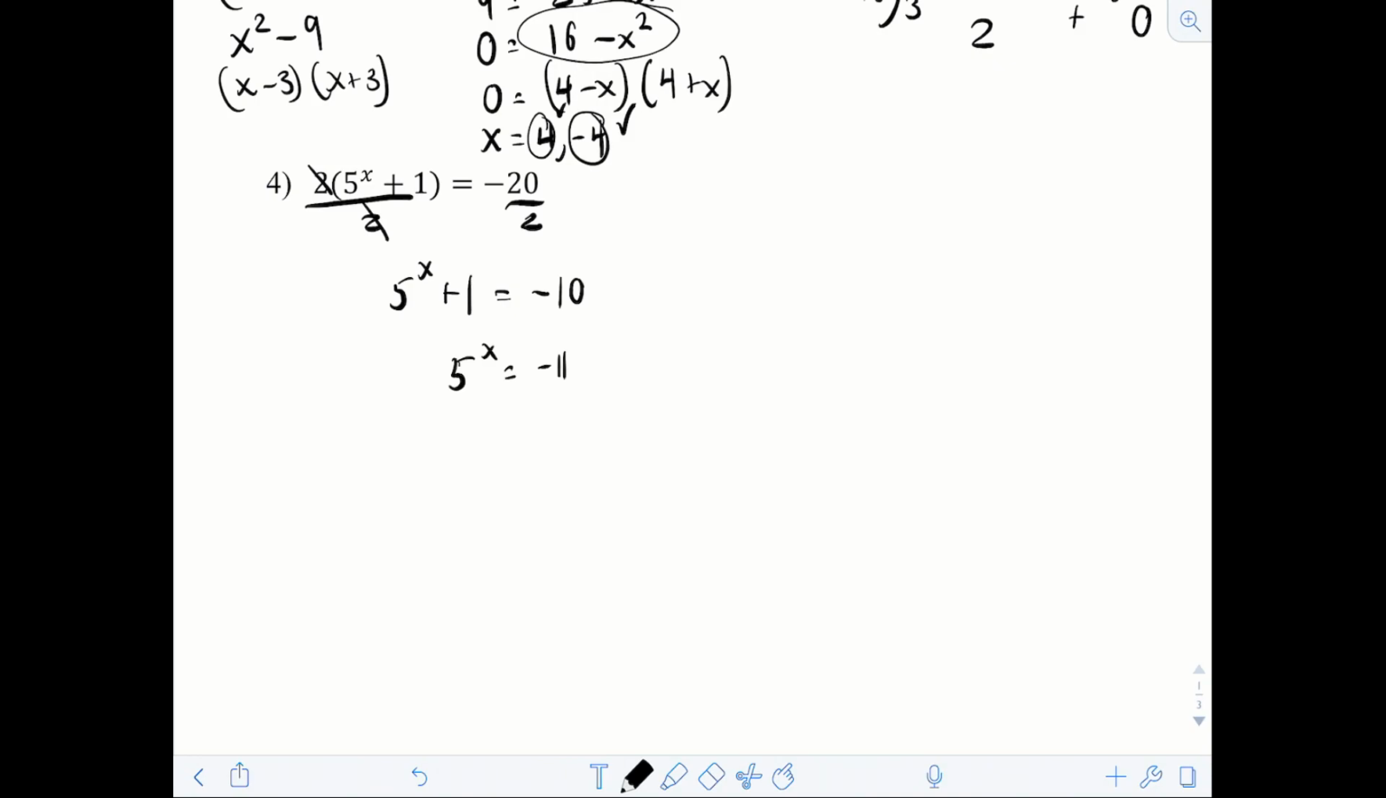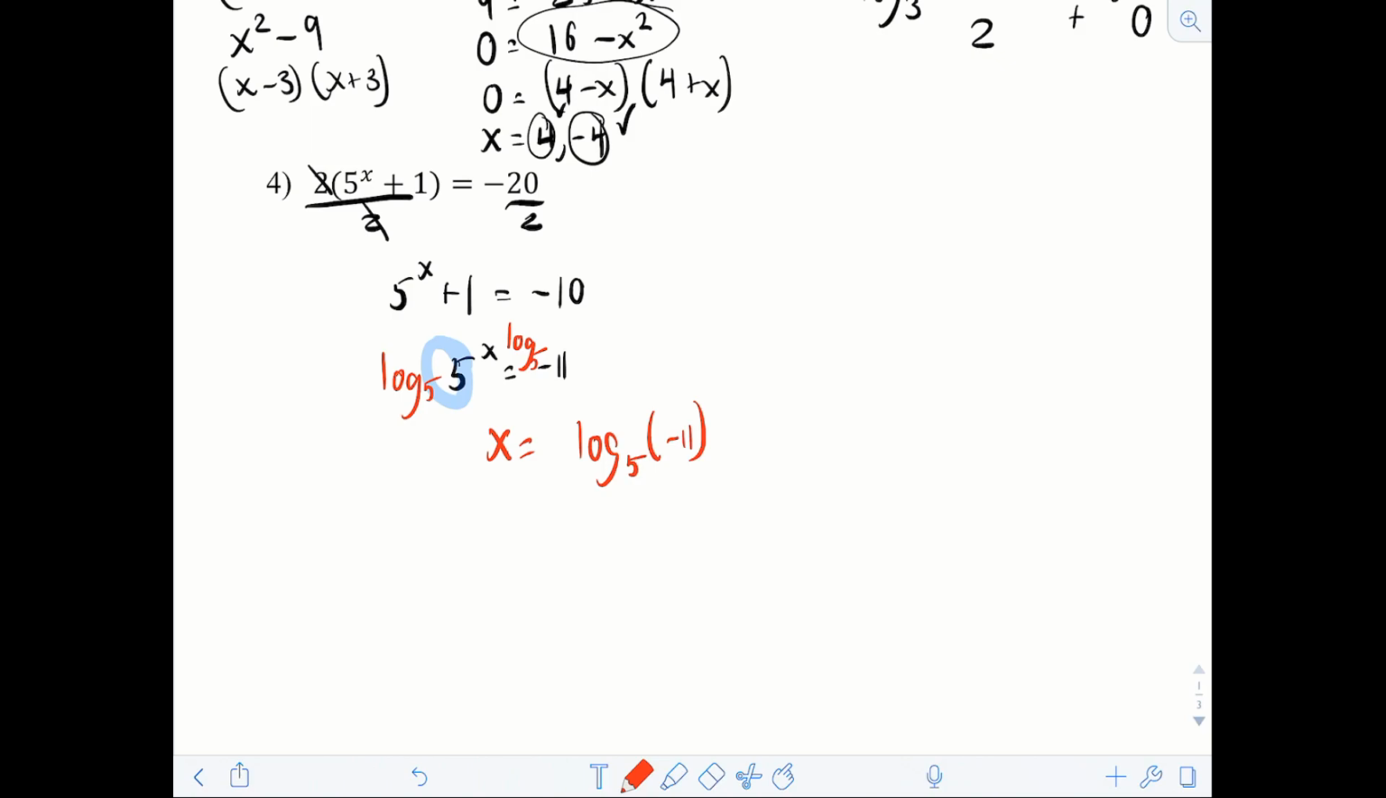Then to undo this type of problem, to undo the 5, for example, I'm going to do log base 5 to both sides. Log base 5 to both sides. So I get x is equal to log base 5 of negative 11.